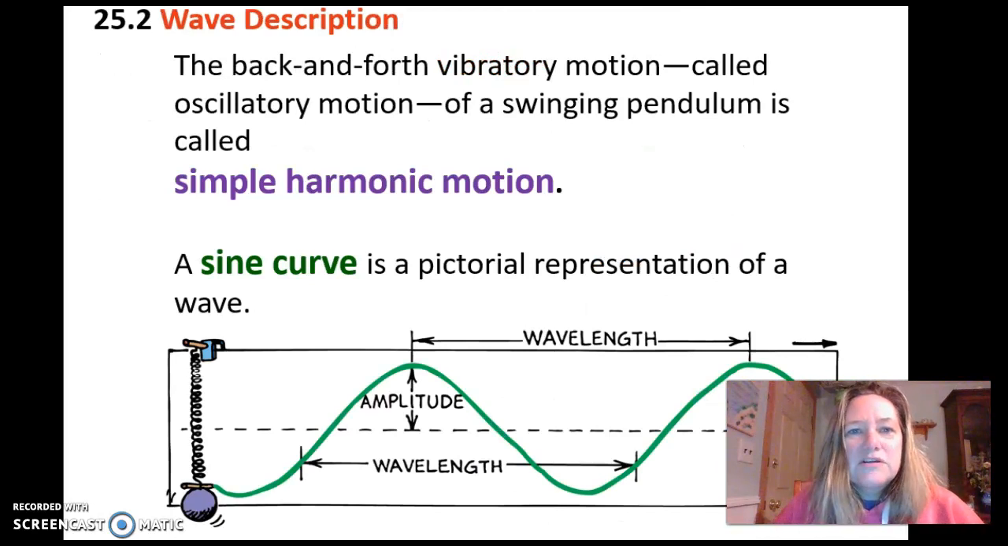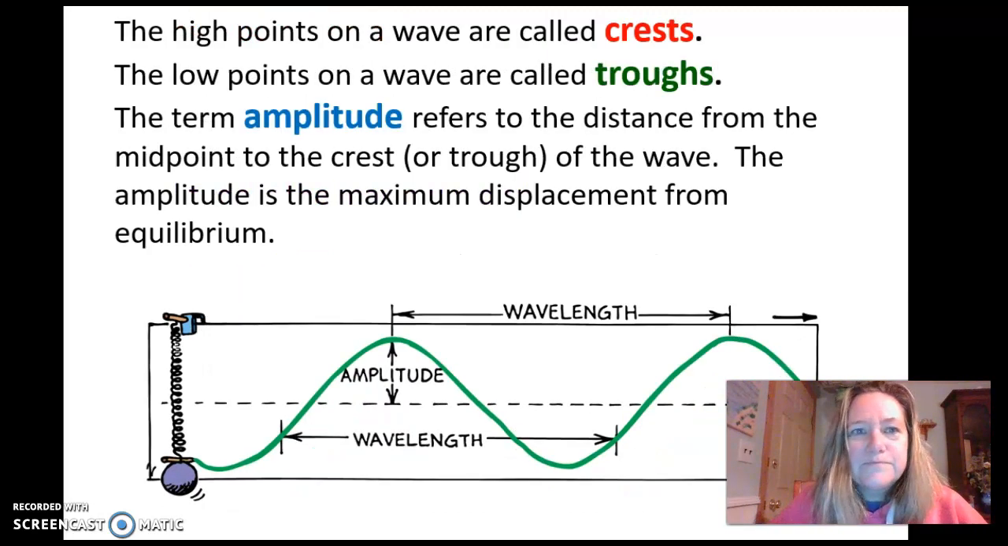Wave description. When we talk about any back and forth vibratory motion, a sine curve is a pictorial representation of a wave right here. The amplitude is the height of the wave. The wavelength is the length of one wave to the next. You've got the top of the wave being the crest and the bottom of the wave being the trough.